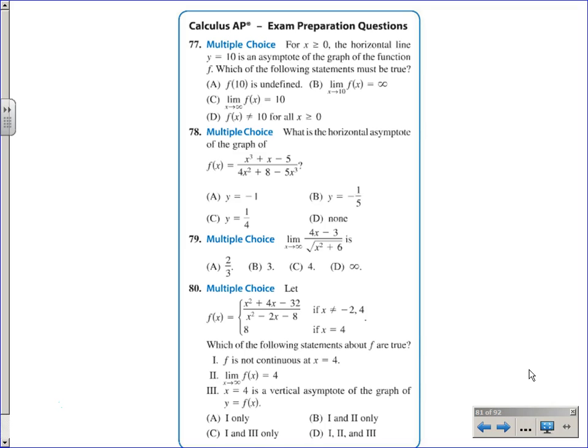Okay, for number 77. Y equals 10 is a horizontal asymptote. Which of the following must be true? Do we know there's a point at 10? Well, let's just say. What do you guys think the right answer is? Which of the following must be true? Uh-oh. What'd you guys put?